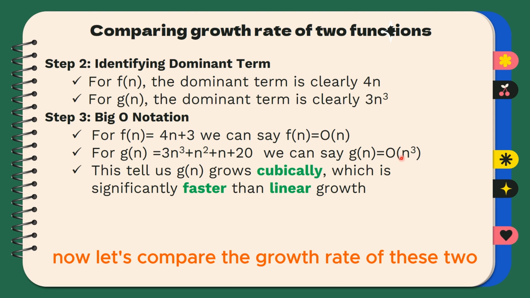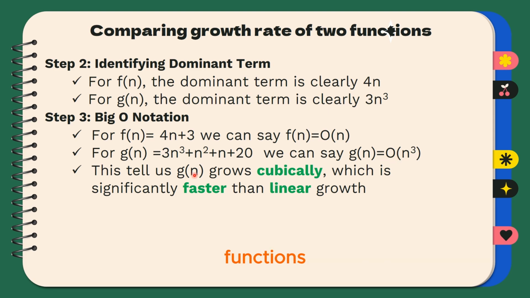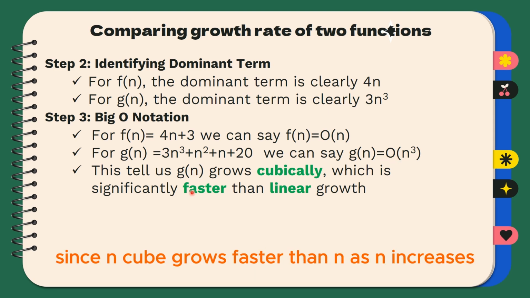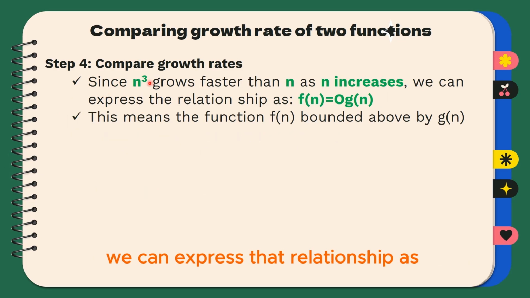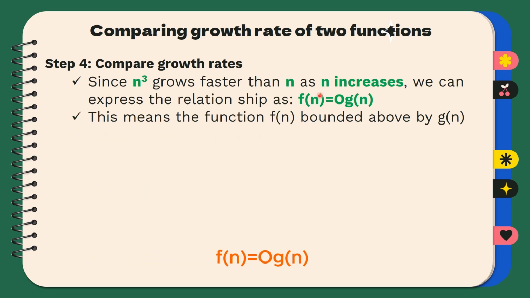Now, let's compare the growth rate of these two functions. Since n cubed grows faster than n, as n increases, we can express that relationship as f of n equal to big O of g of n.